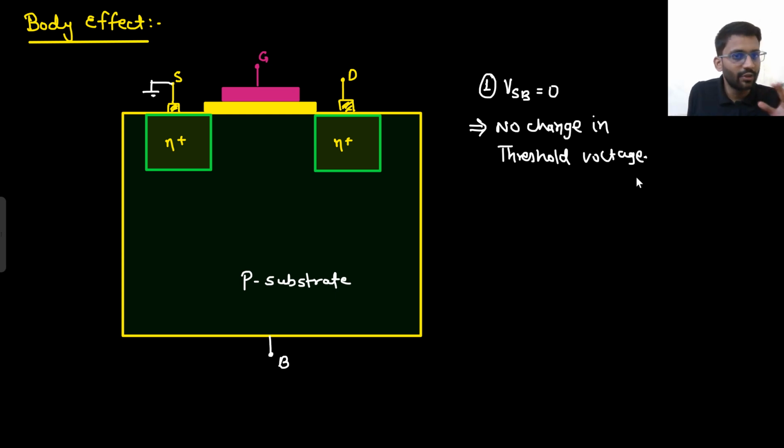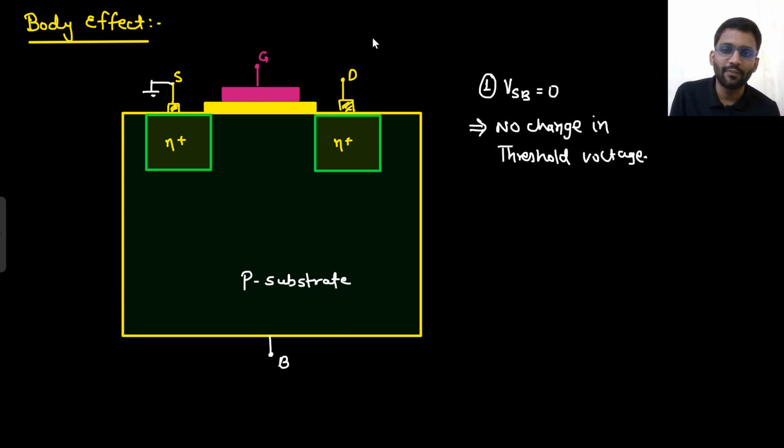If I am saying the threshold voltage of my NMOS is 0.7 volt, that means my source and body are shorted, then this threshold voltage is there. If I apply some negative bias or positive bias on body, the threshold voltage will change. So that is the scene.